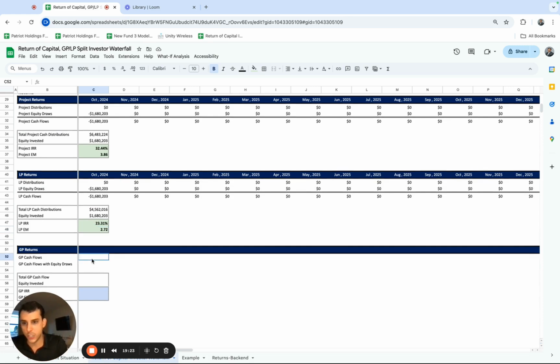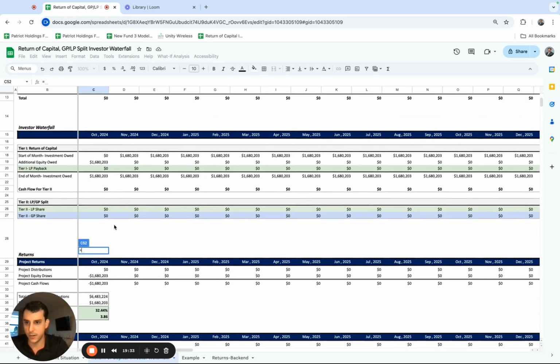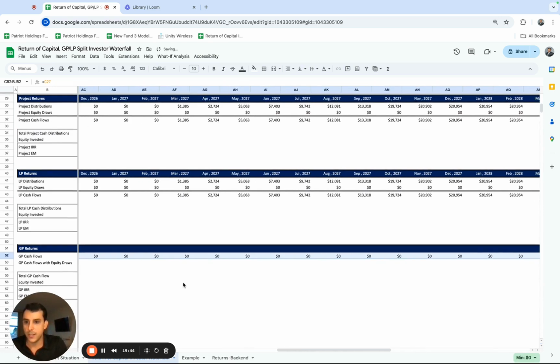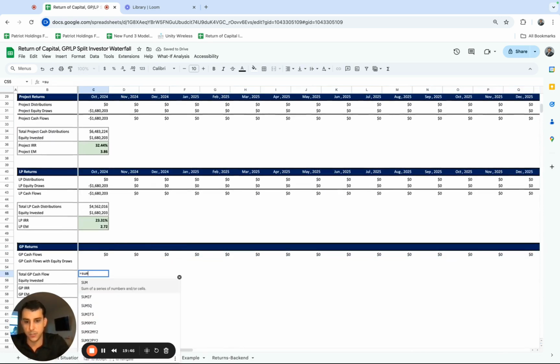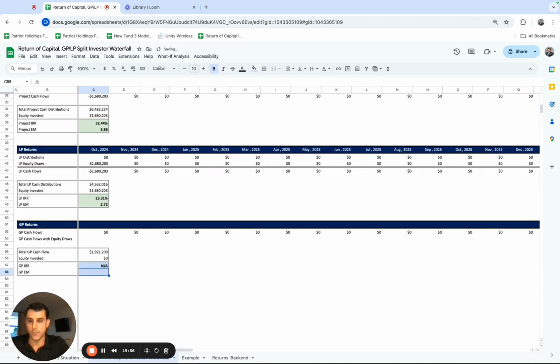So once again, we've got to look at the GP cash flows. The GP didn't give any equity, so they only get cash flows. So let's go over here and do GP. And remember, the GP only gets paid in tier 2. They don't get paid for return of capital because there's no capital to give. So GP cash flows, there you go. Now here's the thing with the GP. Let's add up these cash flows. Here's how much money the GP gets. Equity invested, 0. IRR, it's not applicable because they didn't give any. They gave 0. So there's no IRR and there's no equity multiple because once again, they gave 0.